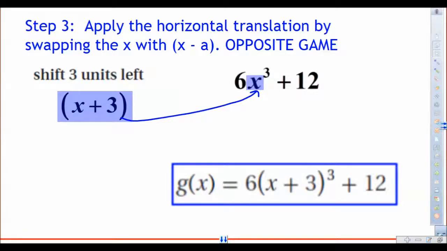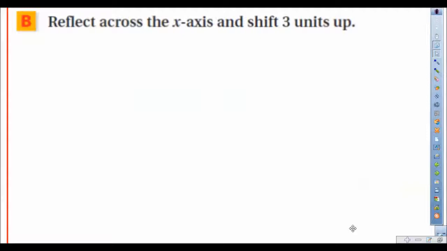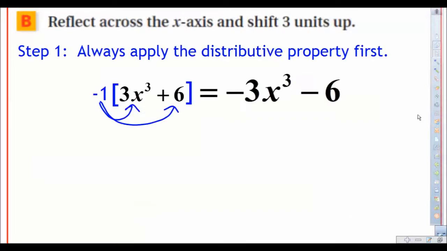So let's try this again with another example. For this example, we're going to take the exact same function that we started with, which, I'm sorry, was 3x cubed plus 6. Now we're going to reflect it across the x-axis and shift it 3 units up. Step 1 is going to be exactly the same as the first, which is applying the distributive property. Now why is it a negative 1 this time, going in there and creating our new function?